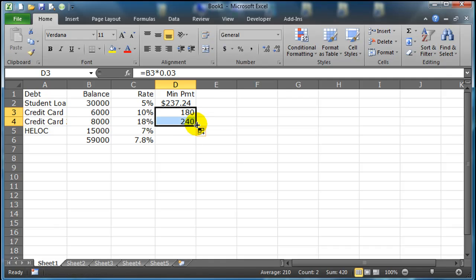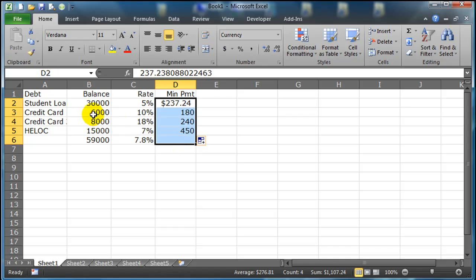$180 for one of them, $240 for the other. And for home equity lines of credit, I'm actually a little bit ignorant on these, but I'm going to assume this is also going to be like the credit cards and there's a percentage. So I'll say $450, which is my balance times 3%. So now I have some interesting numbers.